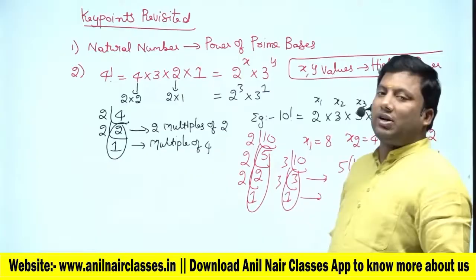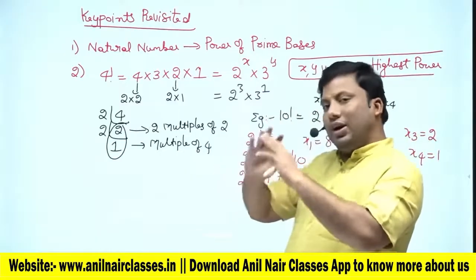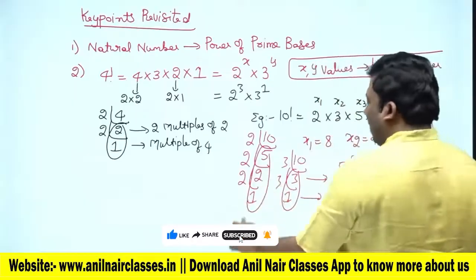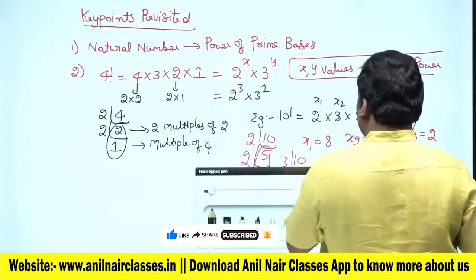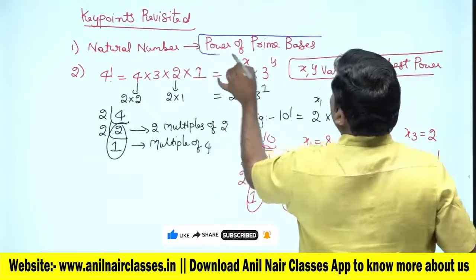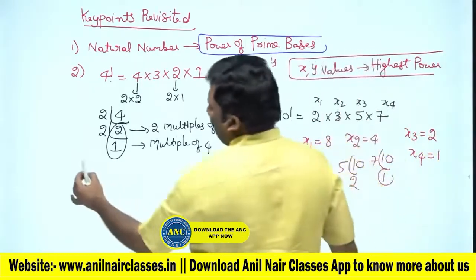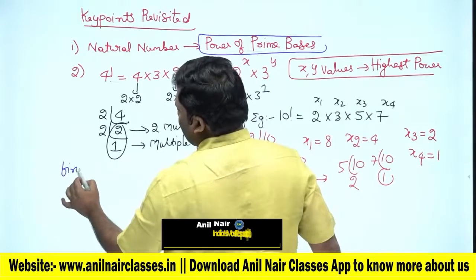First, whenever a factorial is given, it represents a natural number. Every natural number can be written as a power of prime basis. Every composite number, try to translate into power of prime basis. Third, suppose the question is asked like this.